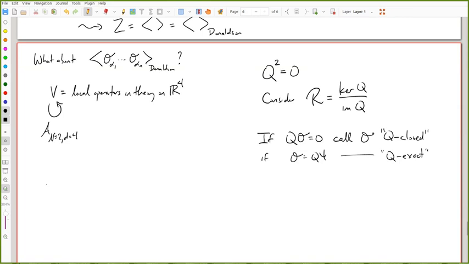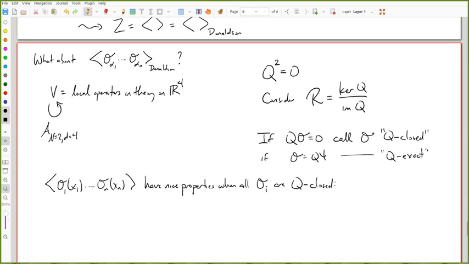And now the statement is that the correlation functions, these expectation values, O1 of x1 up to On of xn, have nice properties when all the Oi are Q closed. So here are some of the properties they're supposed to have. First of all, it depends only on the Q cohomology classes of the O's.